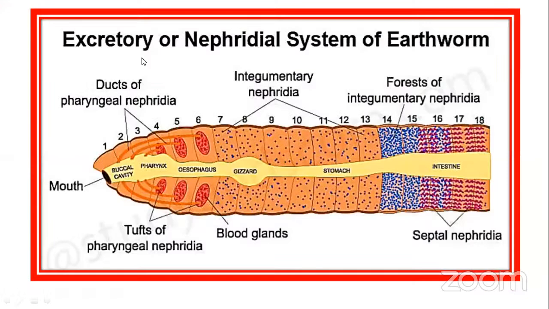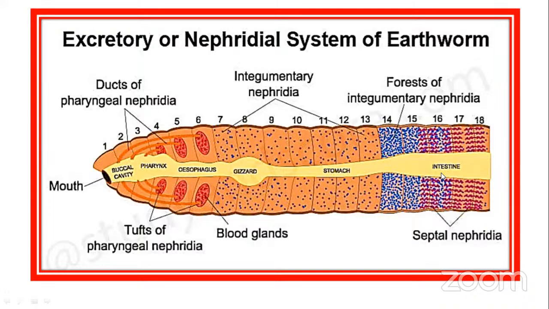See here, the nephridial system of the earthworm. There are 3 types: septal nephridia, pharyngeal nephridia, and integumentary nephridia. Tufts of pharyngeal nephridia, ducts of pharyngeal nephridia. So all are nephridia only. These are the types of excretory nephridia. Sometimes they may ask the question: the integumentary nephridia are present in which segments? 7 to 13, 14 to 18, first. Septal nephridia are in the lower part.